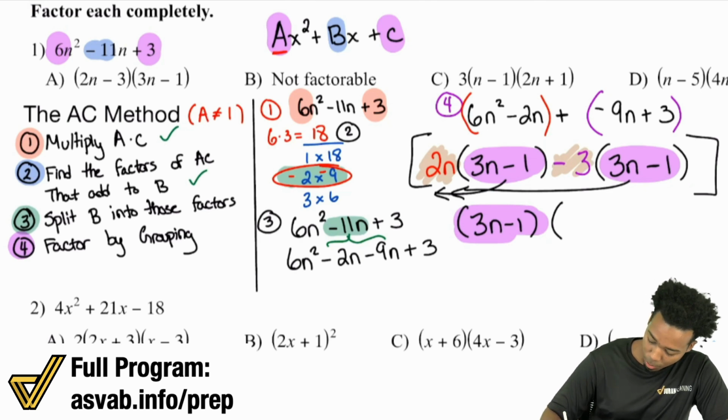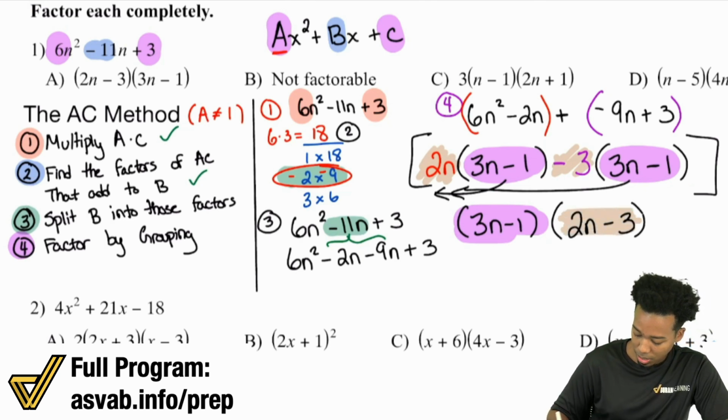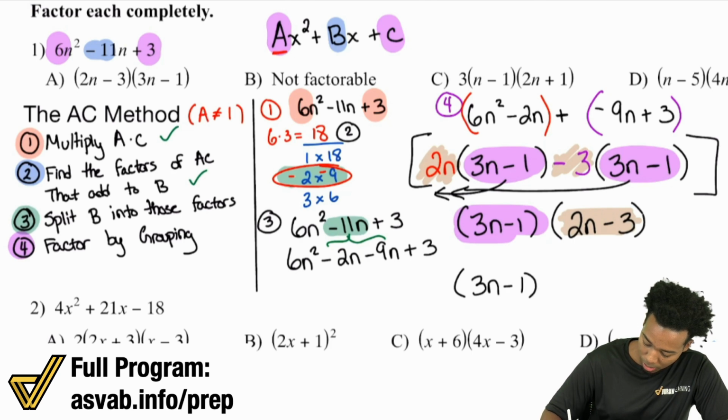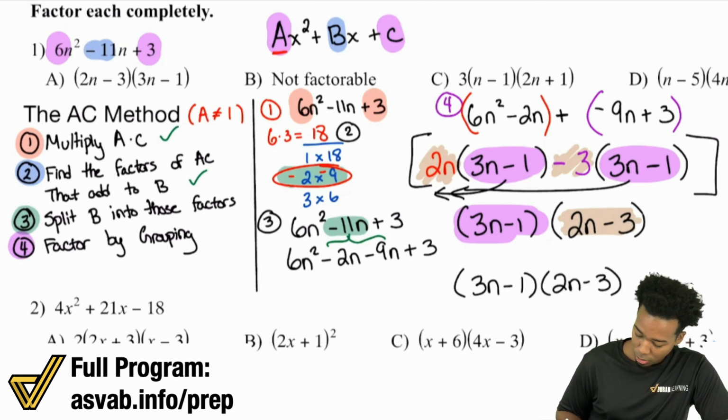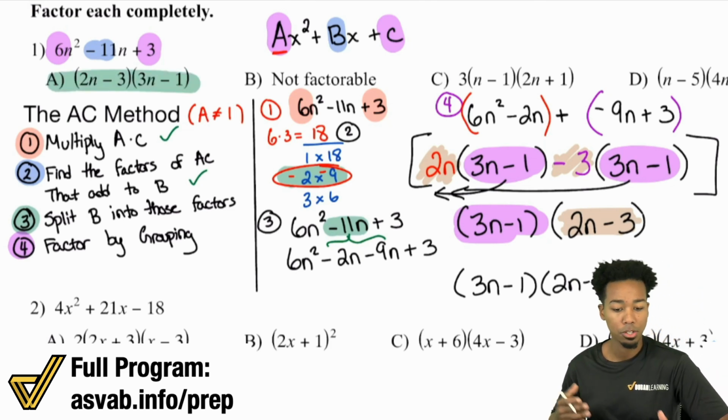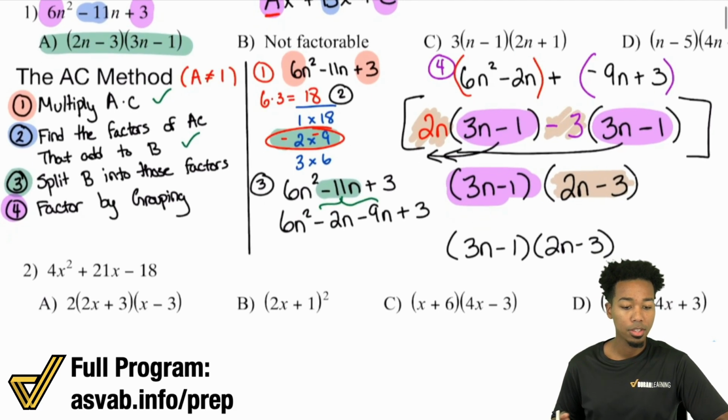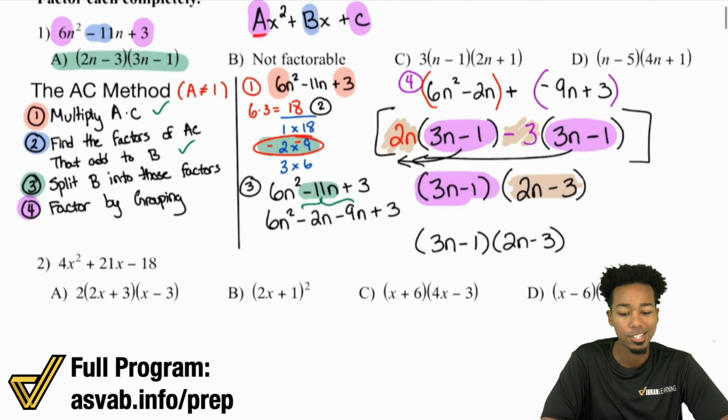And that's exactly what I'll pull out. 2n minus 3. Booyah, we're good, we're solid, and there's our final answer. It's going to be 3n minus 1 times 2n minus 3. And what's the correct answer going to be? Right here, A. The order is different. It's 2n minus 3 first, and then the 3n minus 1, but it's still the same thing.